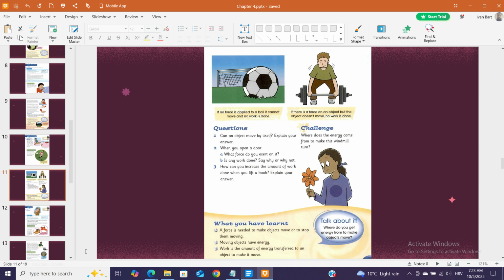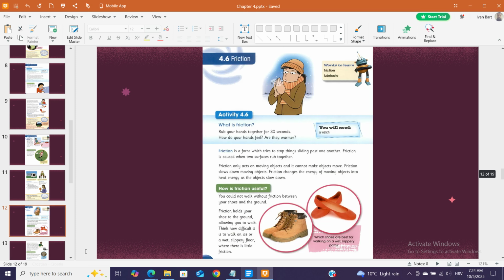What you have learnt. A force is needed to make objects move or to stop them moving. Talk about it. Where do you get energy from to make objects move? Moving objects have energy. Work is the amount of energy transferred to an object to make it move.